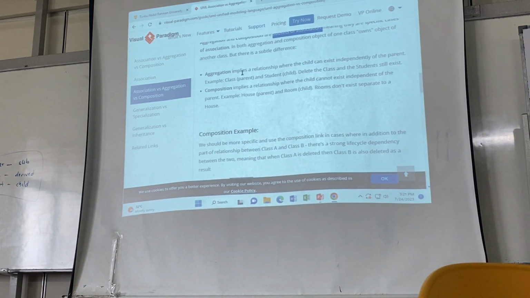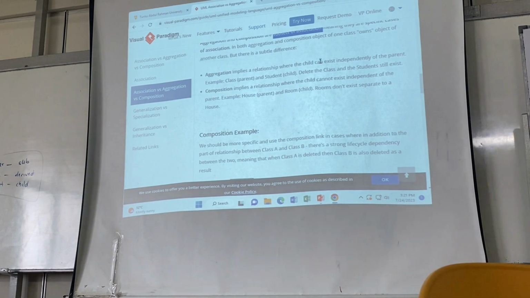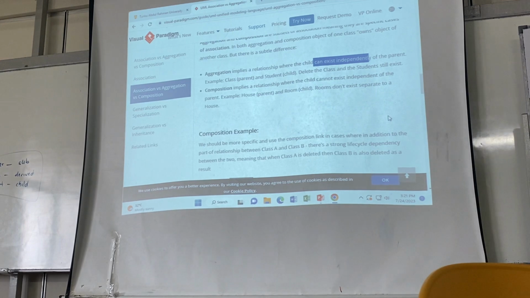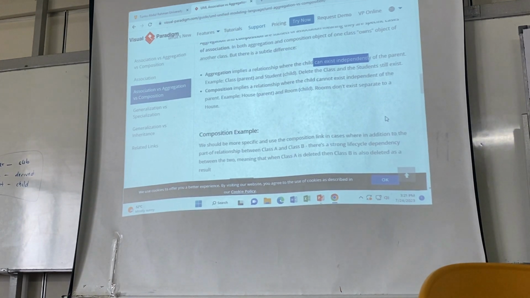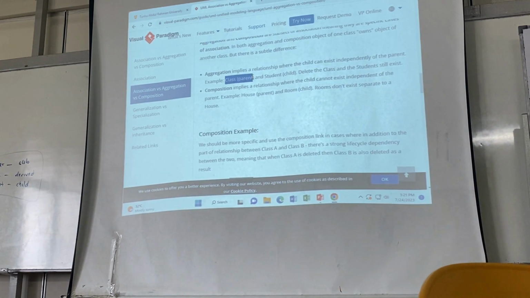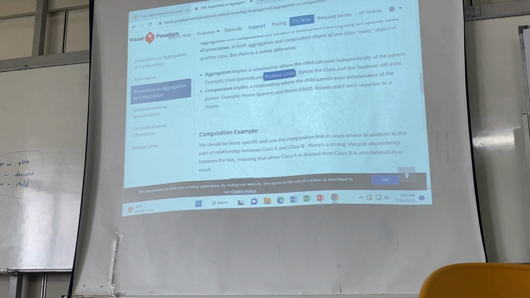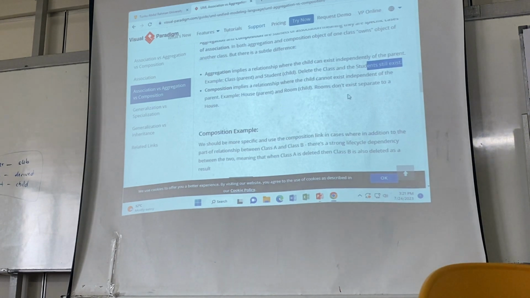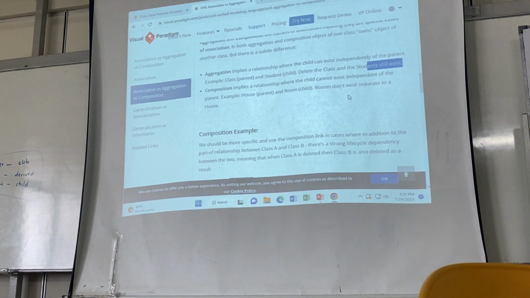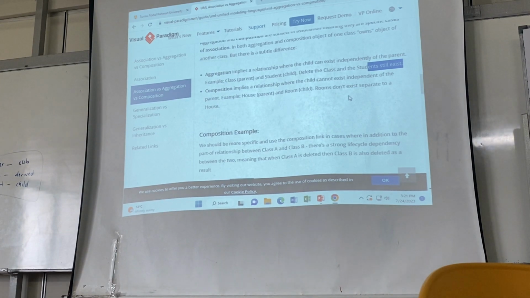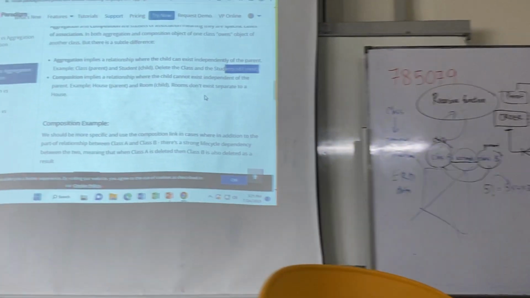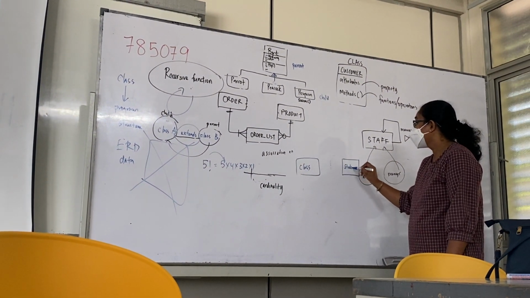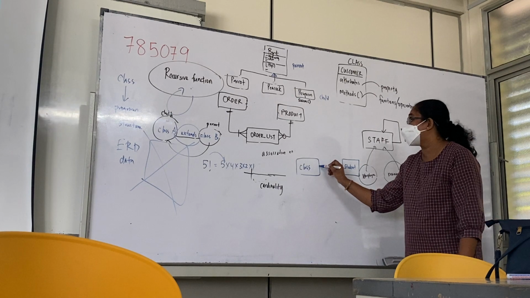Aggregation implies a relationship where the child can exist independently. Same like generalization, there is a child which can be independent from the parent. Example, parent class and student child. Delete class, student can still exist. So for example, when I have class, this class is a classroom. Then I have here student. The best way I do is association.